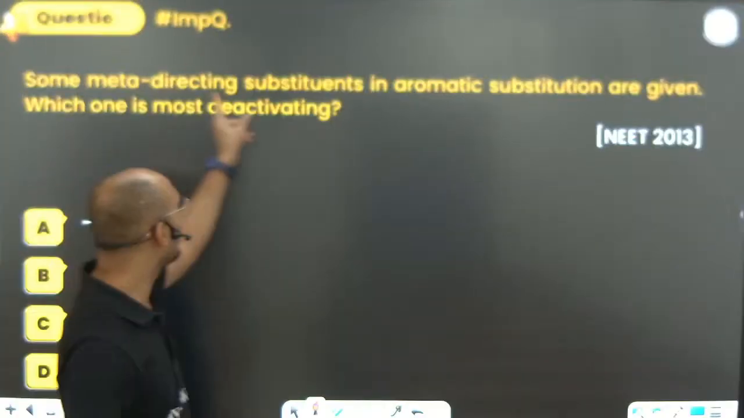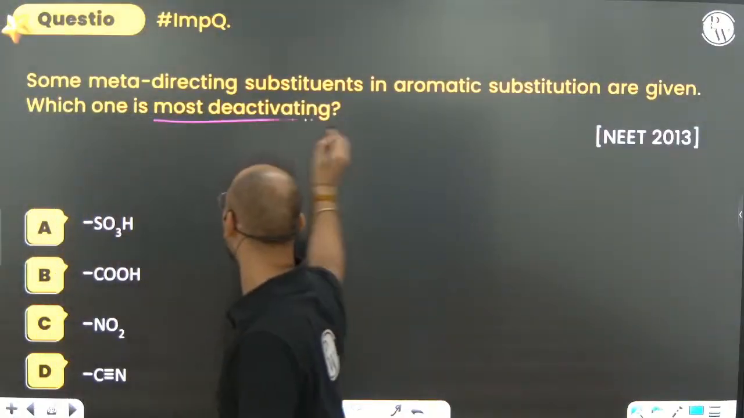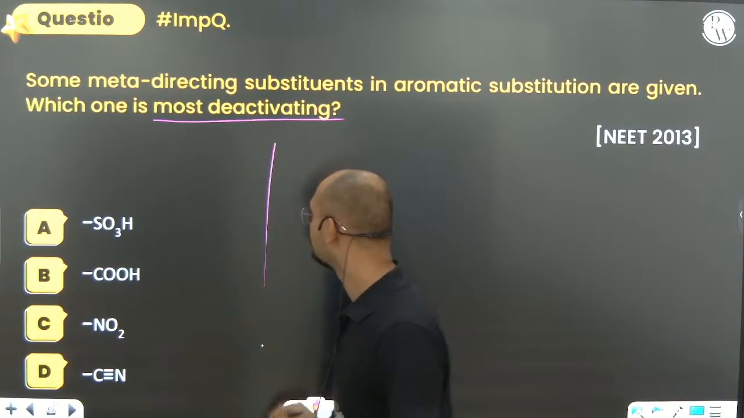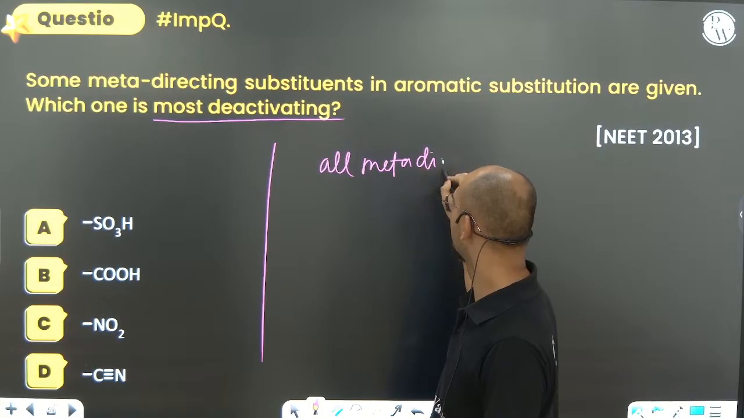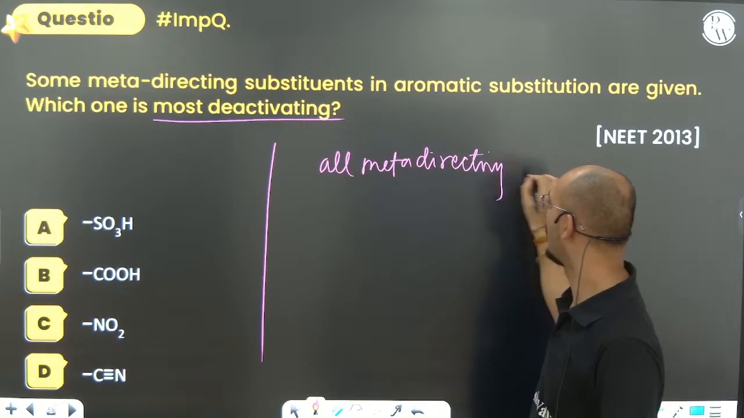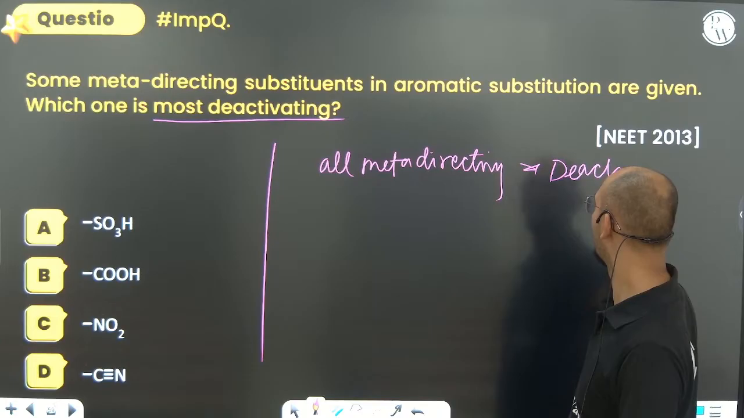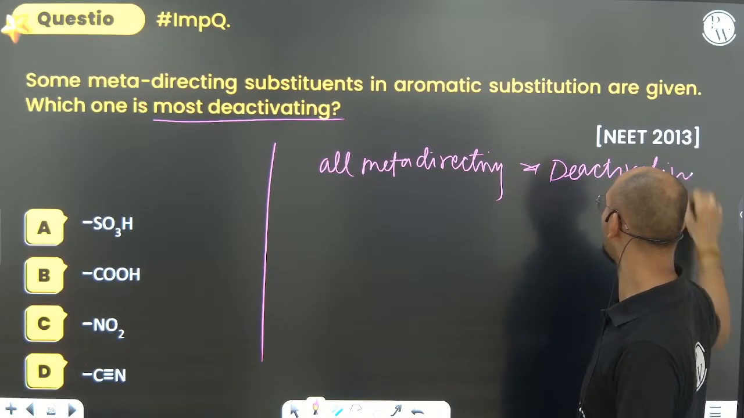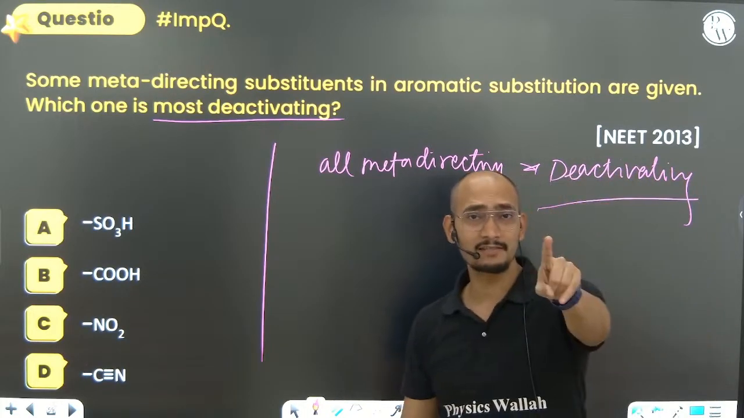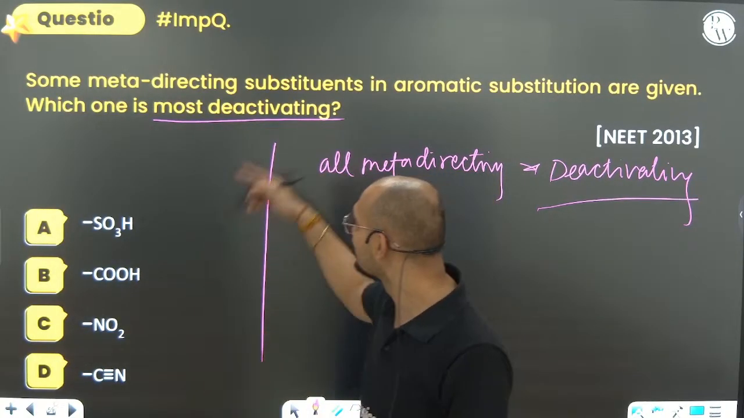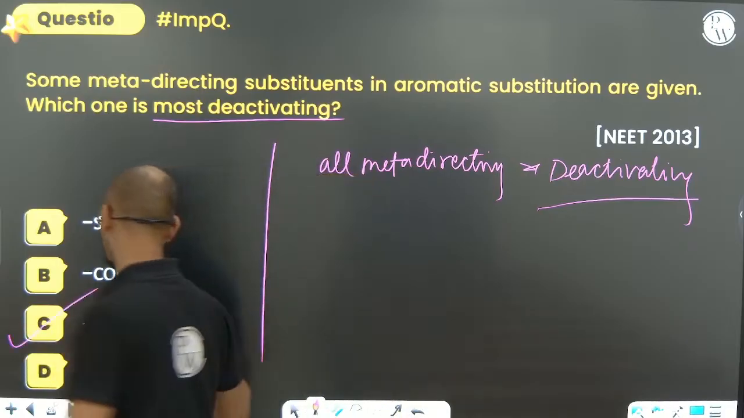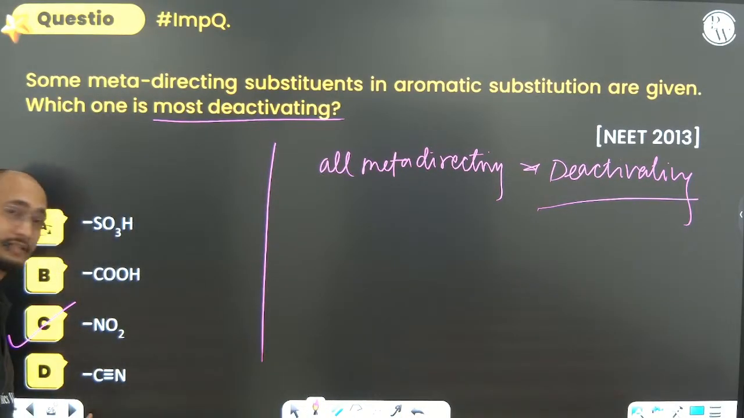Next, some meta directing substituents in the aromatic substituent are given, which is the most meta deactivating? Acha, always remember all meta directing groups are deactivating. चलो देखो meta deactive, last day we have studied about plus M and minus M effect, yes or no? So here, which is most meta deactivating or meta directing and most deactivating? Nitro. Nitro is more than cyanide. Yes or no? Remember, आगे बढ़ो.